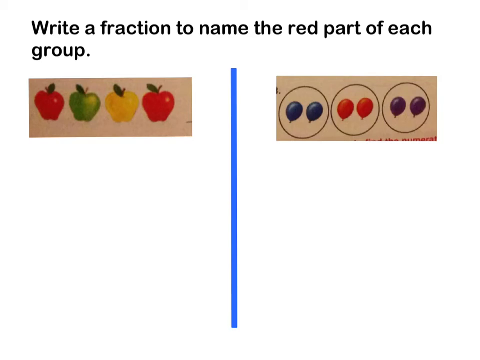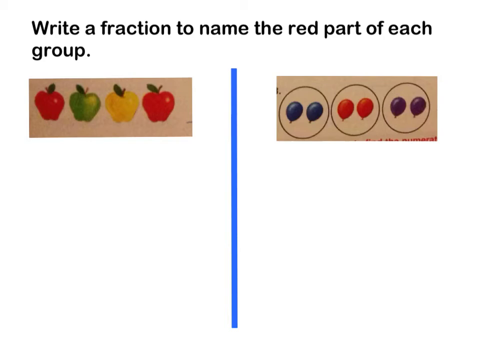Let's try these together. Write a fraction to name the red part of each group. I would like for you to not only write your answer, but please draw the picture out on your paper. If you do not have crayons to color in the apples or balloons, you may use letter R for red on each apple that's red, G for green, Y for yellow, and so on.